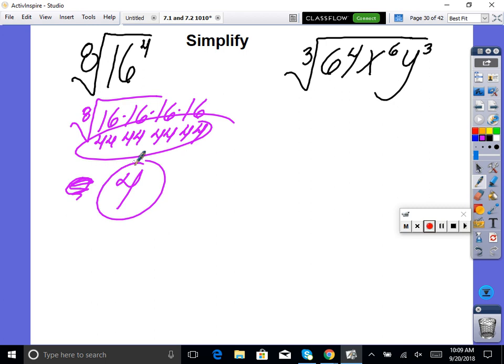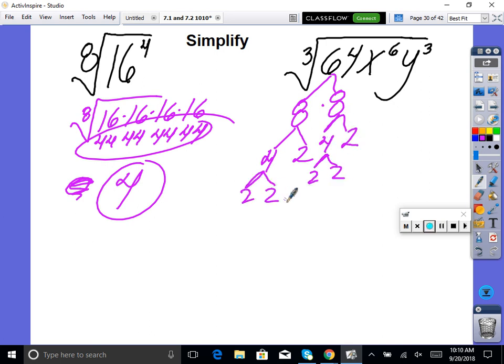Okay, let's do this one. 64 is 8 times 8. 4 times 2. 4 times 2. 2 times 2. 2 times 2. Don't double dip. 4 is written as 2 and 2, so it's not there anymore. 8's not there. 64 is not there, in fact. You've rewritten it as this.